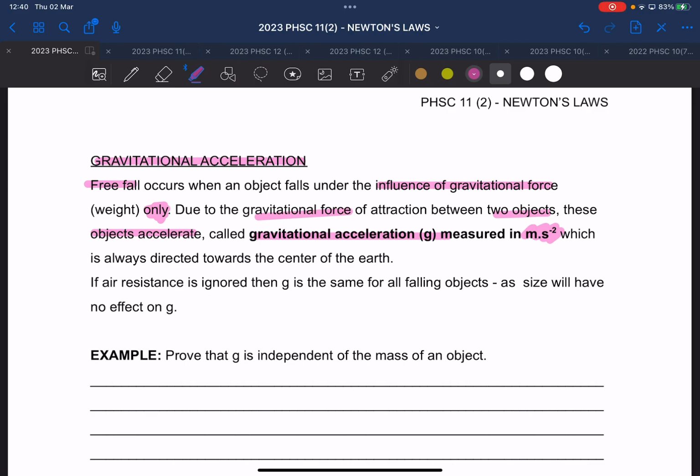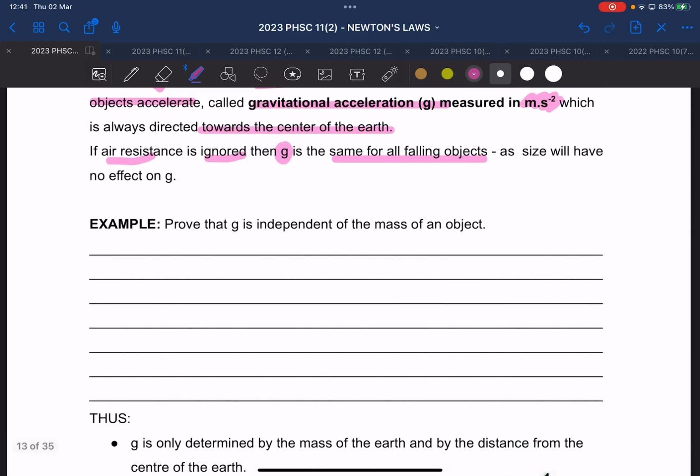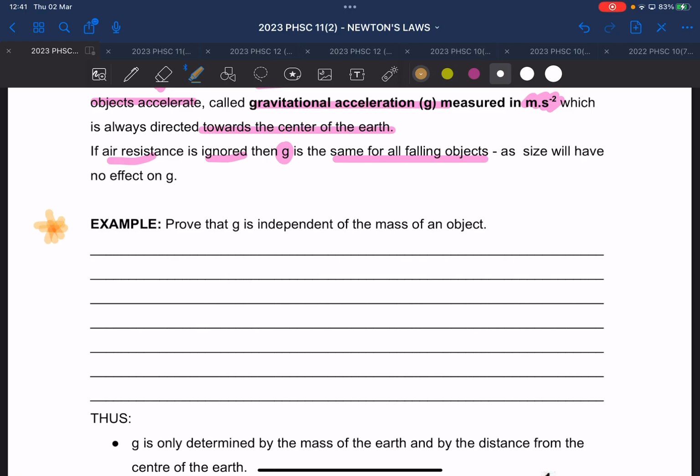Okay. Gravitational acceleration is always directed towards the center of the earth. So if something falls, why does it fall? Due to gravity. How fast does it fall? Gravitational acceleration, 9.8. Now, if air resistance is ignored, then g is the same for all falling objects. So we are going to prove that it doesn't matter if you take a rock or a feather or a human or a tree. That 9.8 that we use the whole time is the same for all objects. That's what we are going to prove here.